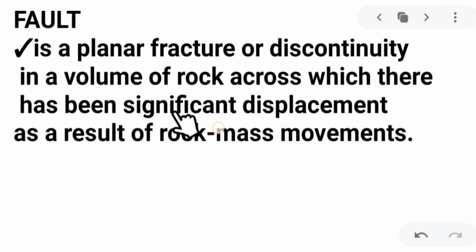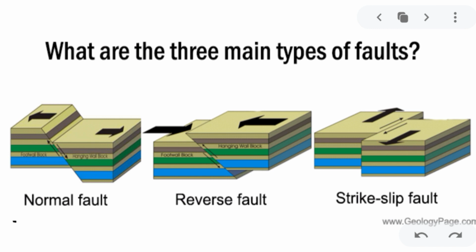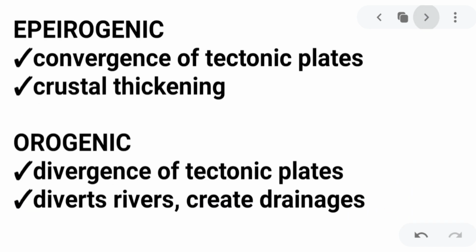Next, let us discuss the fault. These are planar fractures or discontinuities in a volume of rock across which there has been significant displacement as a result of rock mass movement. So, when we say fault, bitak, we have three types of that: normal fault, reverse fault, strike-slip fault. So, this normal fault occurs in the divergent boundaries. This reverse fault occurs in the convergent boundaries. And this type of fault occurs in the transform boundaries in the earthquakes.